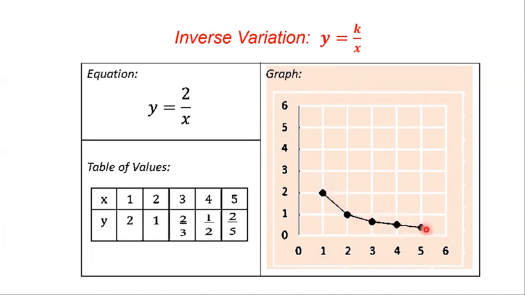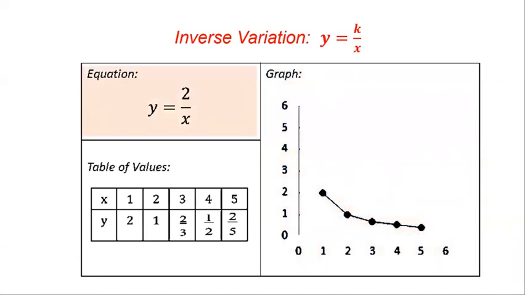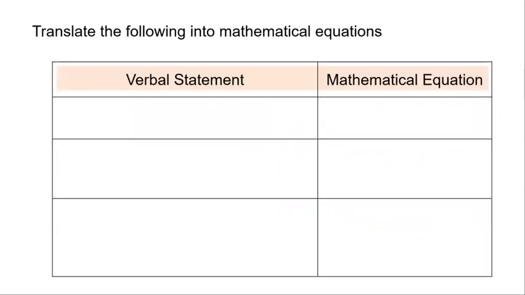Pababa ang direksyon. At ganito naman natin i-represent ang given na table of values at graph in terms of equation. In this case, the constant of variation is 2. Now, let us translate the following into mathematical equations. Number 1, b varies inversely as c, that is b is equal to k over c.